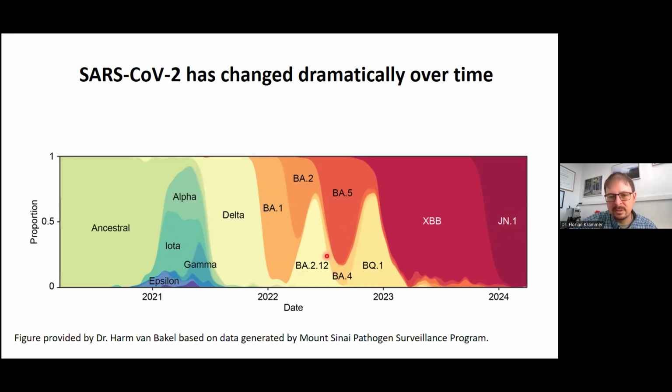This is data from Mount Sinai Hospital that was provided by Harm van Bakel. They do a really good job at monitoring what's going on in the hospital samples, and you really see something similar here compared to worldwide circulation of these variants.